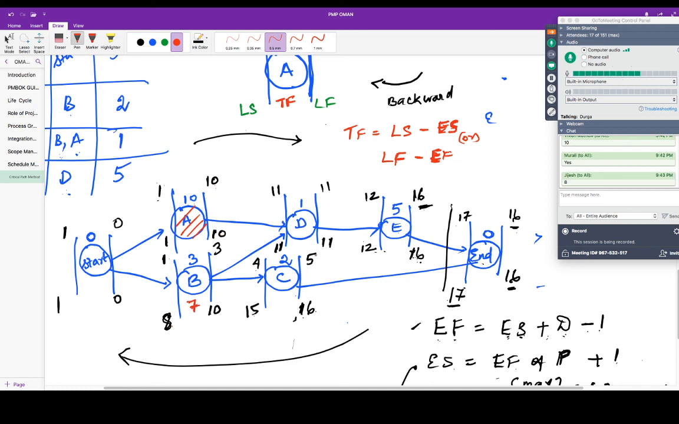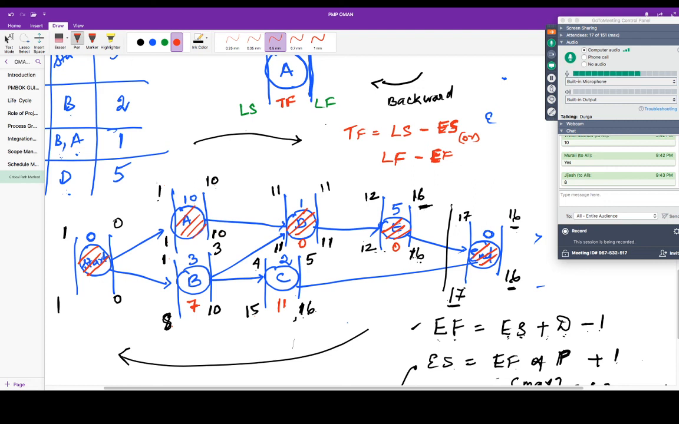15 minus 4 or 16 minus 5, either case it will be the same, 11. So here the float is 11. It is not critical. For D, 11 minus 11 is 0, so AD is critical. For E, 12 minus 12 or 16 minus 16, it is 0. So this is also critical. Of course, the end and start will be critical only. So ADE is the critical path.